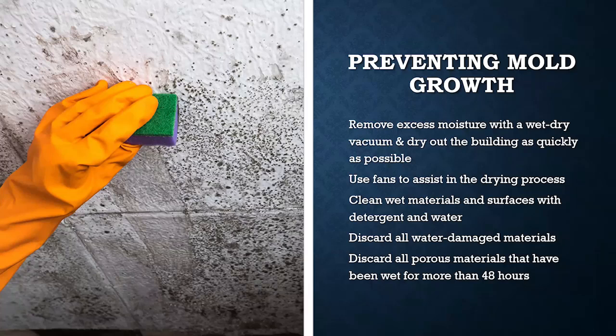Clean wet materials and surfaces with detergent and water and discard all water-damaged materials and all porous materials that have been wet for more than 48 hours. Again, the main cause of mold growth indoors is persistent dampness and a food source. So if dampness and high humidity can be eliminated, the chances of mold propagating are significantly diminished. These mold prevention practices should eliminate dampness that would allow mold to flourish.